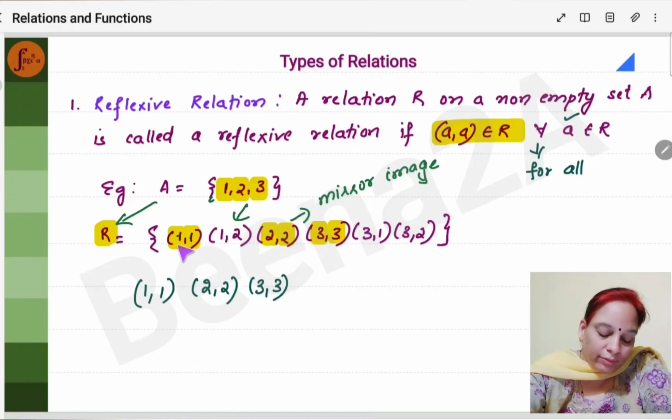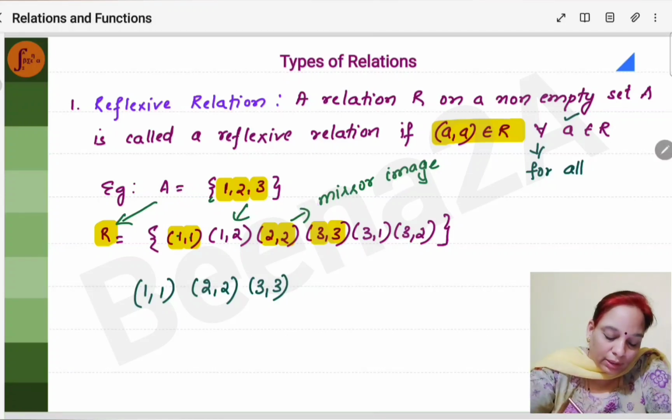So for every first element, if you have the same second element, and this should happen for all the elements of set A, then the relation R on set A is called reflexive. Then the relation R on set A is called a reflexive relation.